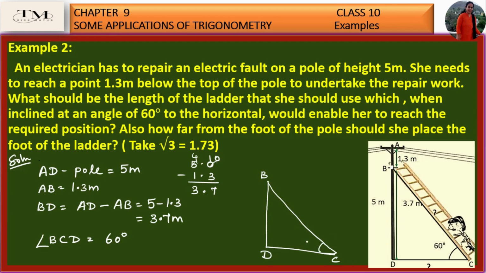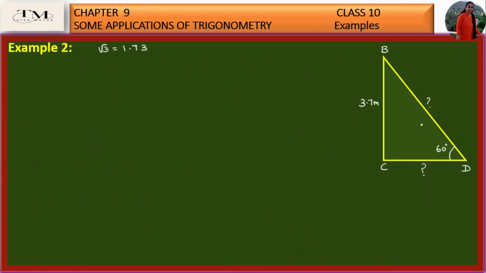So what all we have? We have this angle as 60 degree and BD. BD is nothing but 3.7 meter. Now we have to find BC and DC. Let us do that in the next page. So these are the things we found out. Here it is given that root 3 is equal to 1.73. First let us find out the length of the ladder.